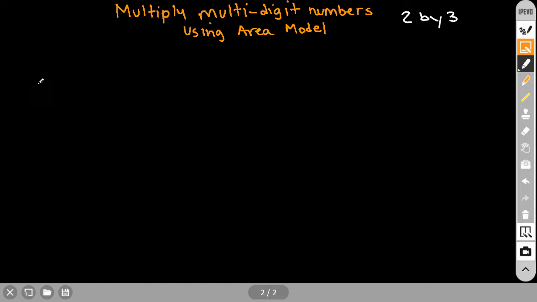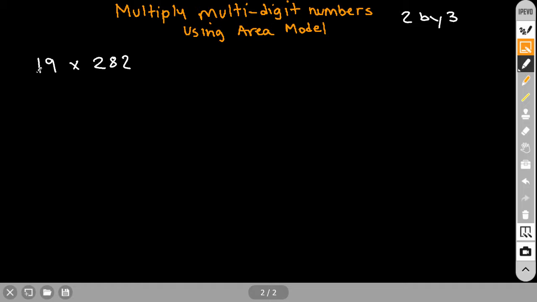So the first one is I'm doing 19 times 282. Remember, the first thing you need to do to get ready to multiply this one is to decompose the factors. This is a factor, this is a factor, right? So we need to decompose them.